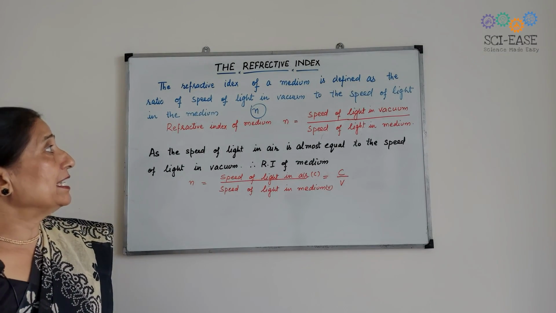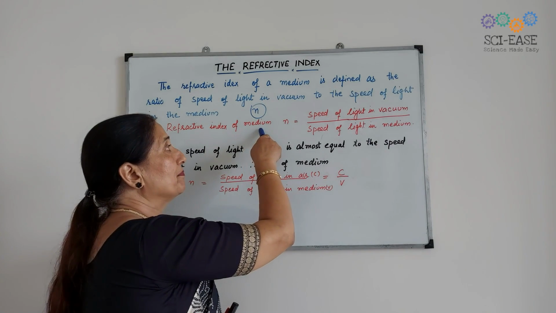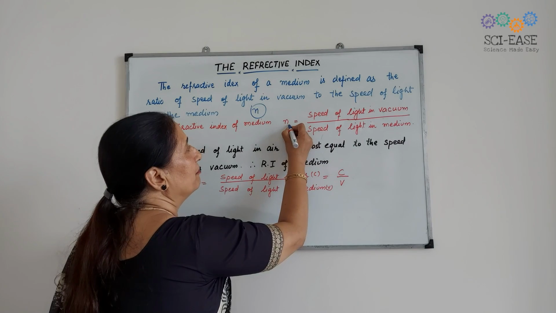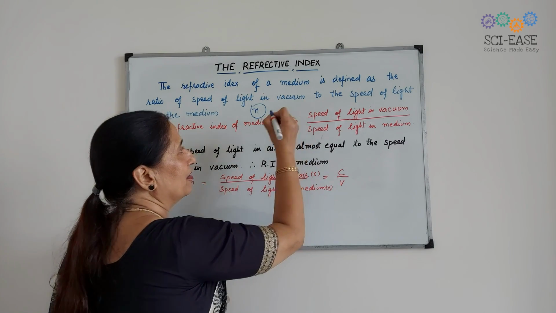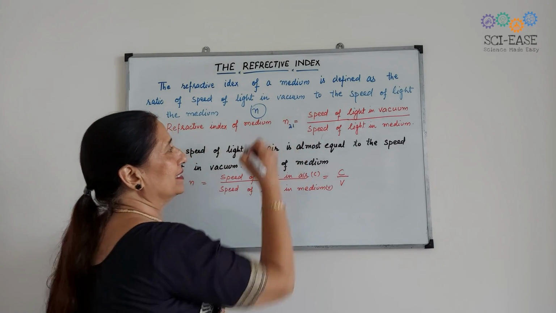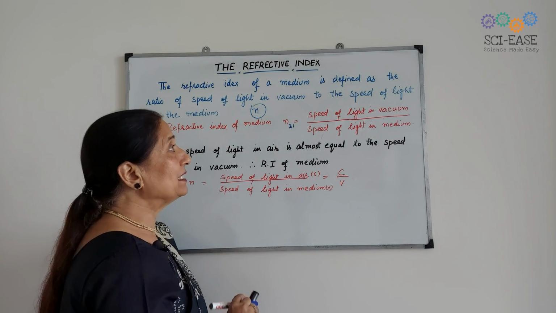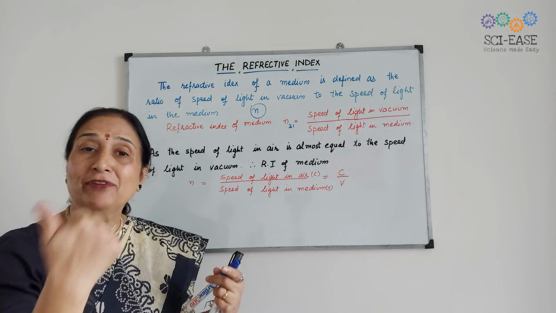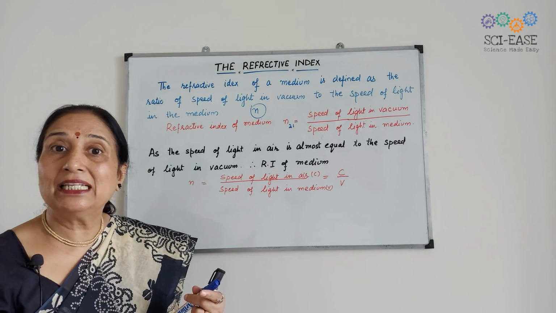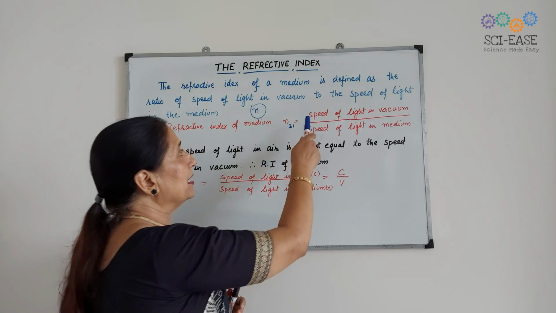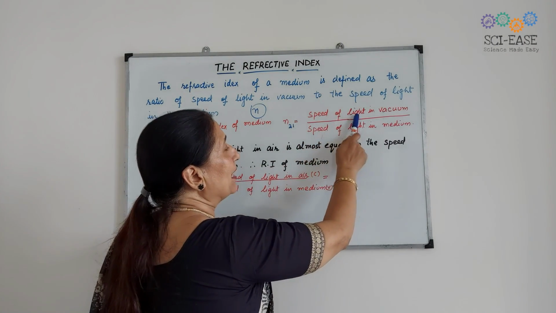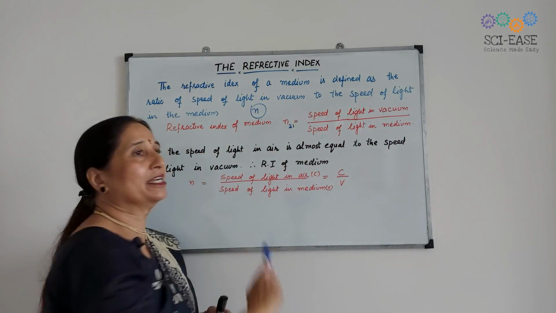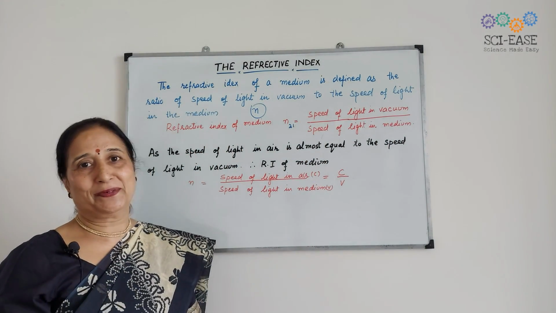So, the refractive index of the medium, if it is 2, we can write it like this. The medium is 2 and 1 is the air. So, we are comparing the speed of the light in the medium with respect to the speed of the light in the vacuum. The relationship will be speed of light in vacuum over speed of light in medium, that is the refractive index of that medium.